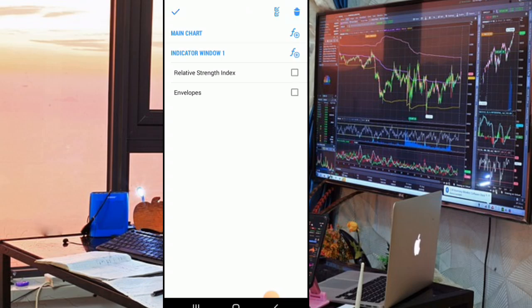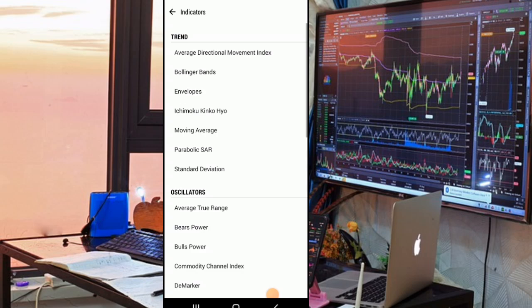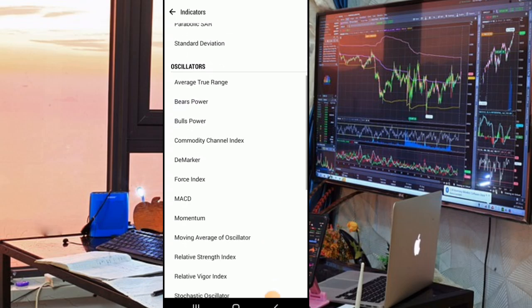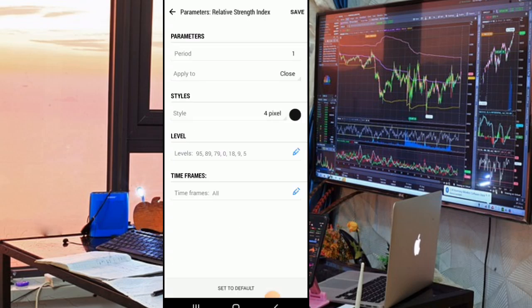So let me just remove them. Easier said than done. You see, now we are together. So my dear friends, let's go up there once again on the main chart. We just press that F, and then we are looking for relative strength index. It's not even far from where we are searching, it's just here. So just click relative strength index, and then you are going to find it on your default settings.